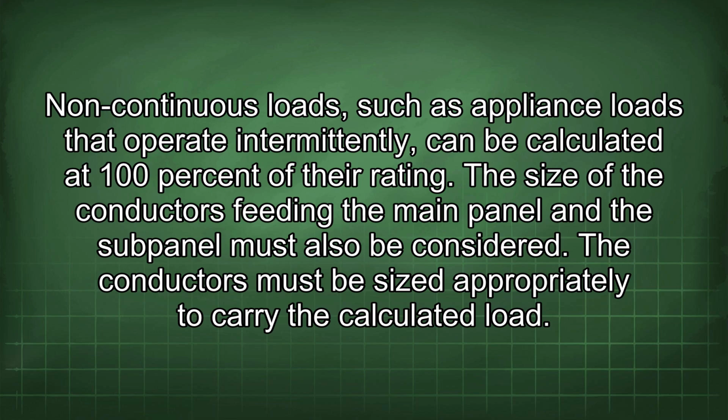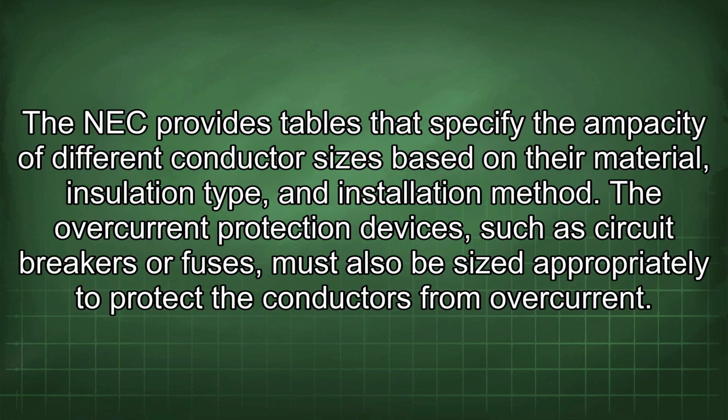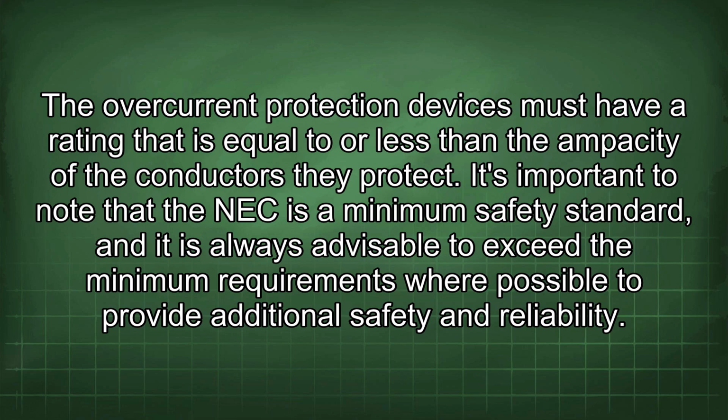The size of the conductors feeding the main panel and the subpanel must also be considered. The conductors must be sized appropriately to carry the calculated load. The NEC provides tables that specify the ampacity of different conductor sizes based on their material, insulation type, and installation method. The overcurrent protection devices, such as circuit breakers or fuses, must also be sized appropriately to protect the conductors from overcurrent. The overcurrent protection devices must have a rating that is equal to or less than the ampacity of the conductors they protect.